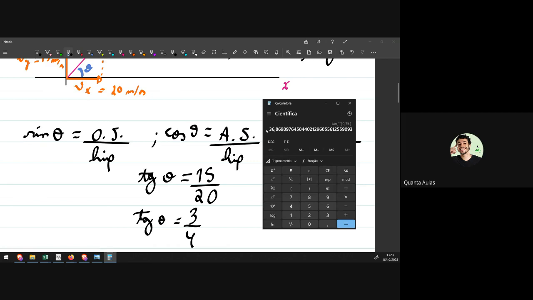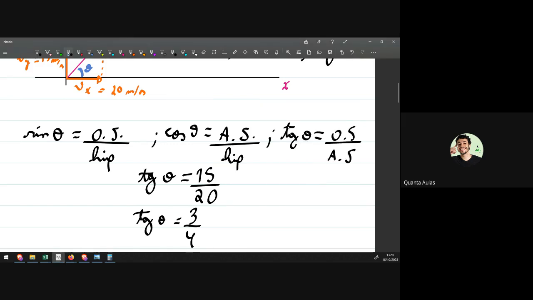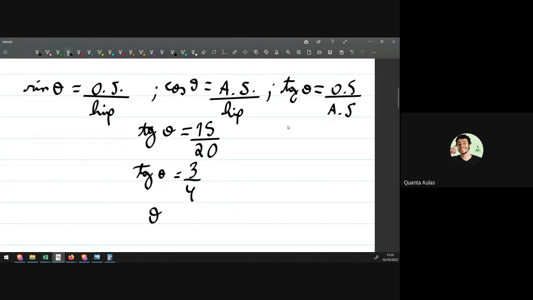So the angle is 36.9 in degrees, okay? So you will use the angle in degrees. 36.9, I will round to 37 degrees. Okay, so this is the angle, 37 degrees. This is a famous angle.